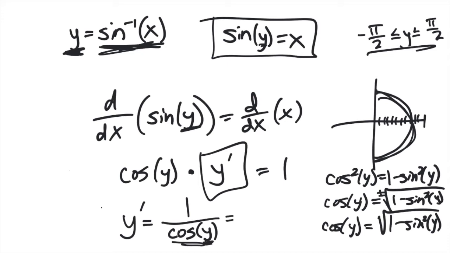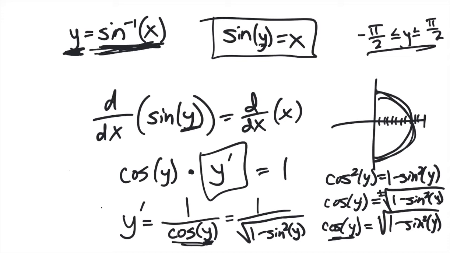So if we can get back to talking about x, that would be good. We have y prime equals 1 over the cosine of y, but cosine of y is supposed to be the square root of 1 minus the sine squared of y. Not just a plus or minus square root, but just the positive square root, because of where our restriction is.